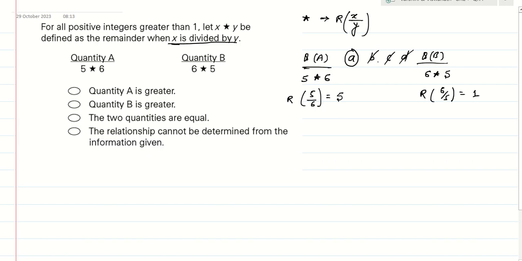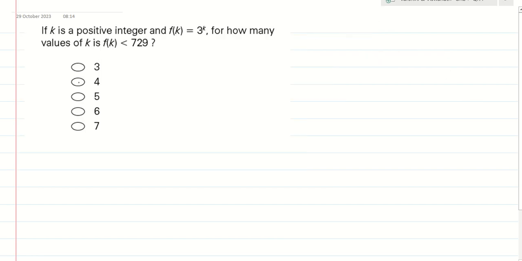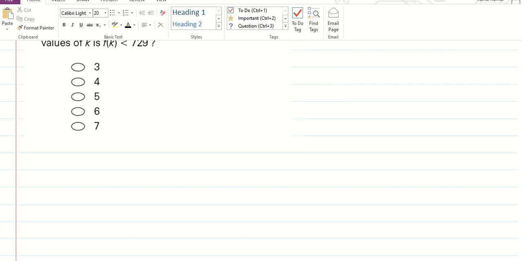Now, will I always get the same? Yes, of course, because the function is already defined. The star meaning is that x divided by y, take the remainder. The remainder when the first variable is divided by the second variable. This is the meaning of the function here. So how do we indicate? Indicate with the star. Make sense? Now let's try one more. Try this question. Do it yourself.